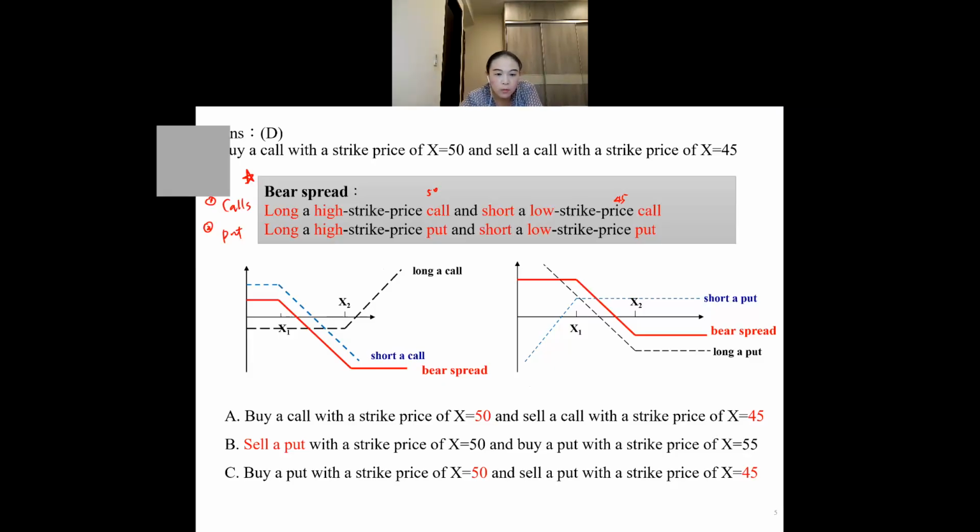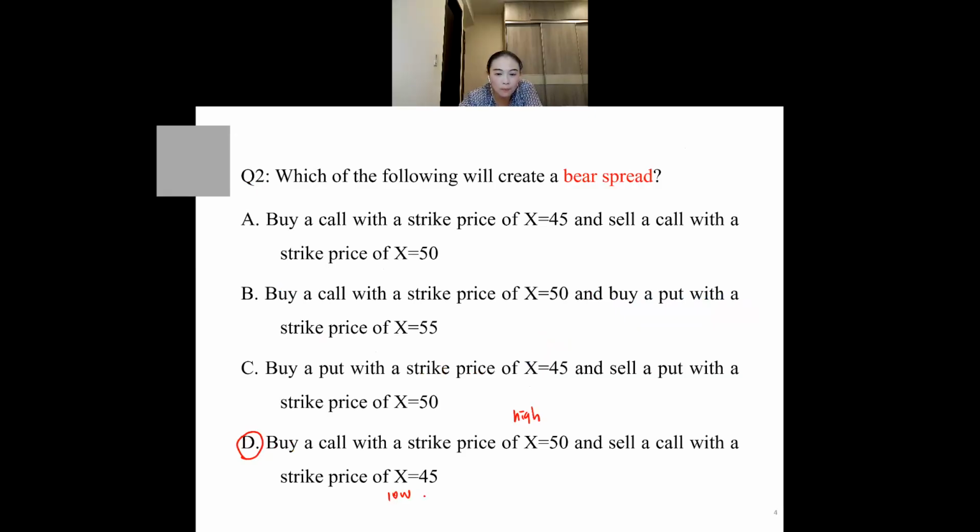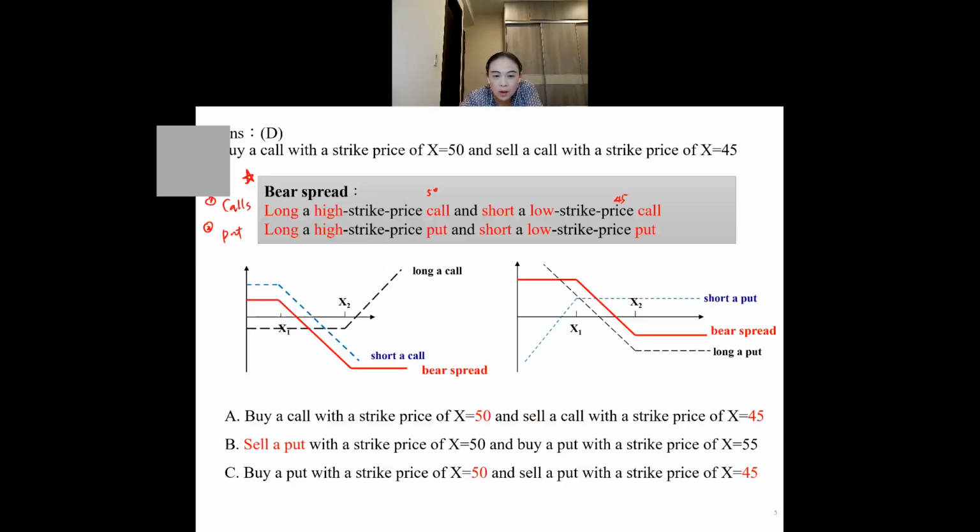If we see all the choices, the only definition that fits our terms of a bear spread would be D: long a call with a strike price high and short a call with a strike price low. Okay, A, B, C are not correct. Here I put a correction for A: you have to switch the strike prices. You long a high and short a low. For B, both of them should be put options. And for C, you long a put with high K, you short a put with low K. So A, B, C are wrong. The correct answer would be D.